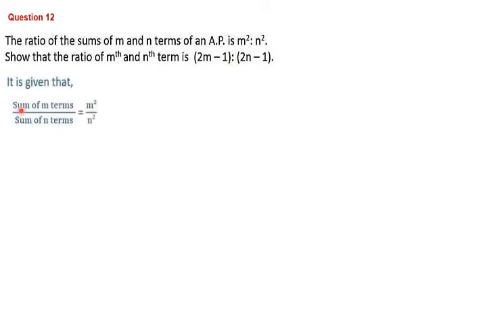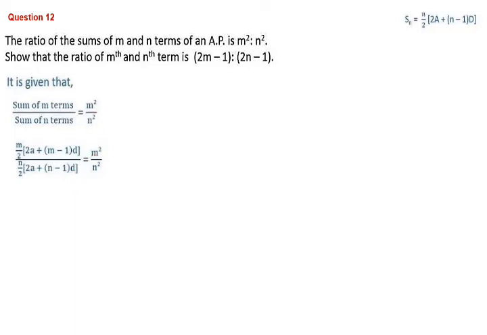So it is given sum of m terms by sum of n terms is m square by n square. Sn formula we know, n by 2 into 2a plus n minus 1 into d. Here you can use small letters, okay? I mentioned capital letters here. So instead of n we have to put m because it is the sum of m terms: m by 2 into 2a plus m minus 1 into d. It is quite familiar because we have solved previous questions in the same manner. Sum of n terms: n by 2 into 2a plus n minus 1 into d, equal to m square by n square.